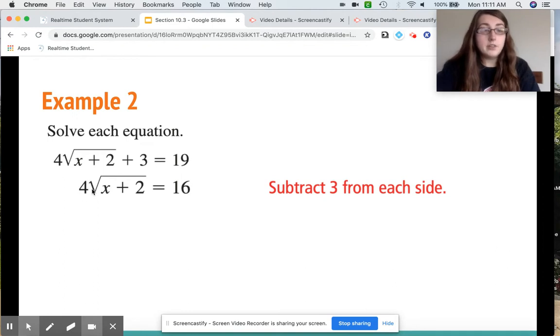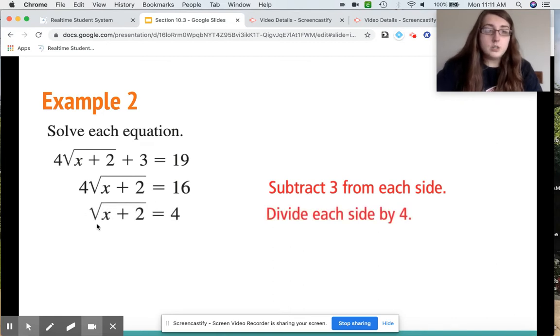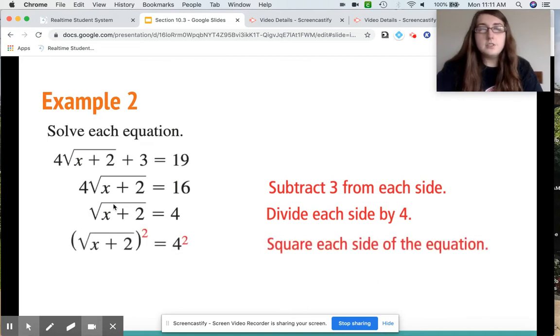Then we need to get rid of the 4. Never distribute. Divide. So you're going to divide both sides by 4. Don't touch the radical at all. So that's why you're dividing. Do not touch the radical. Then, to get rid of the square root, you need to square both sides. So now we're going back to 16.